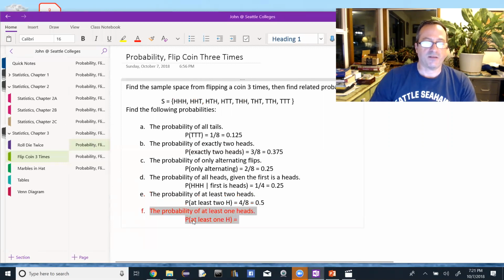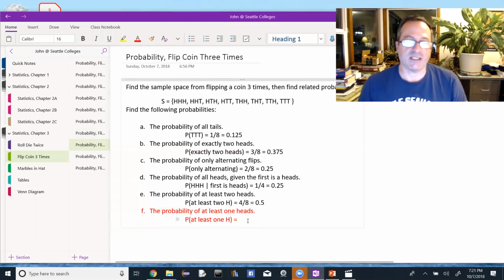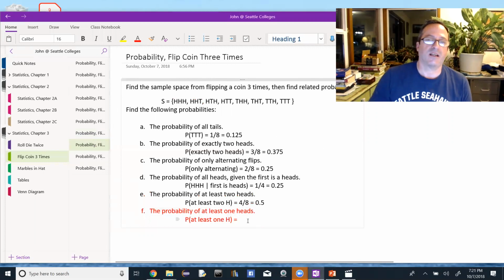And then the last problem, probability of at least one heads. I'm going to do this 2 ways. If we think about how many have at least one heads, well, it's anything where one of the rolls has a head. So it's all of those, and there are 7 of them. 7 out of 8. So we're done with that.